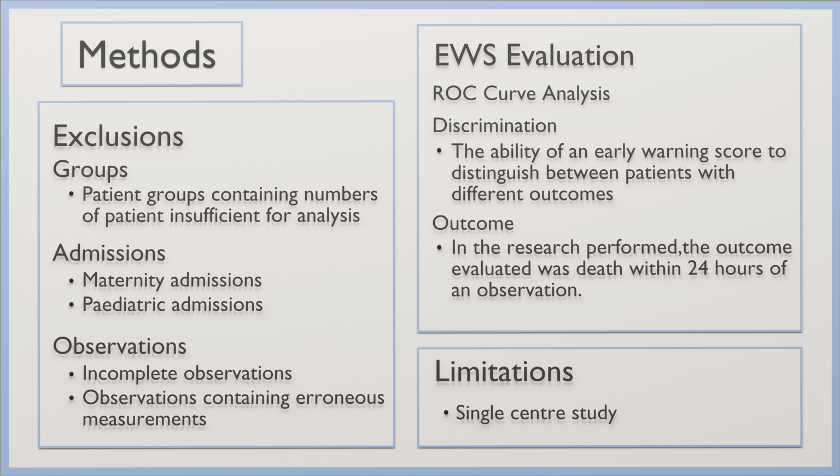To the right, I've noted down some key terms. ROC curve analysis was what we used to evaluate the performance of early warning scores. Discrimination was the primary metric used to determine the best early warning score. Scores that can better distinguish between patients who are at risk of death within 24 hours are more effective at warning of impending deterioration.